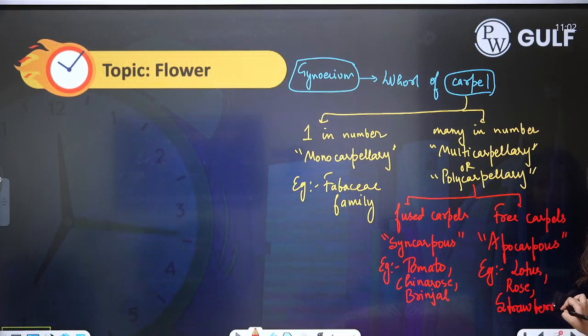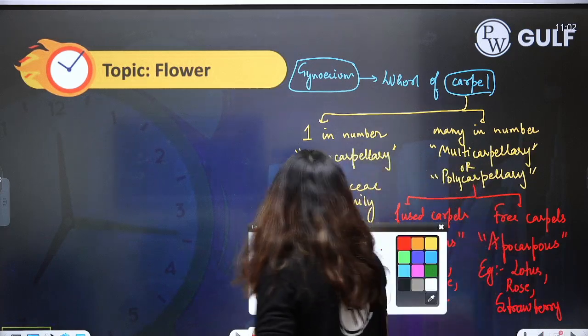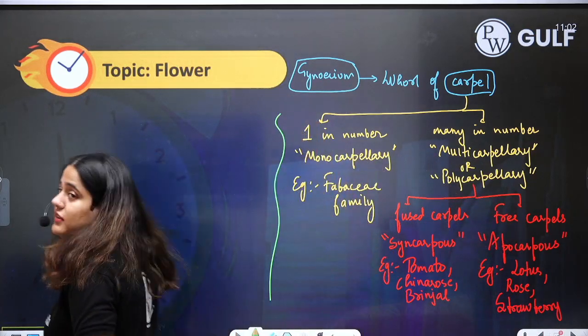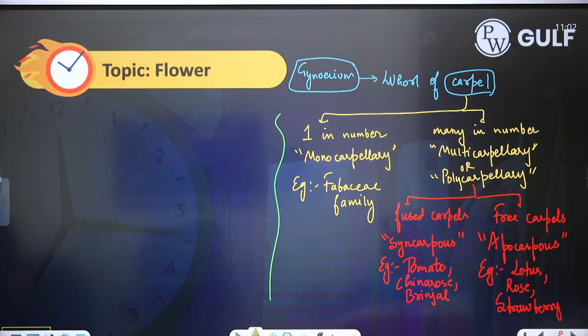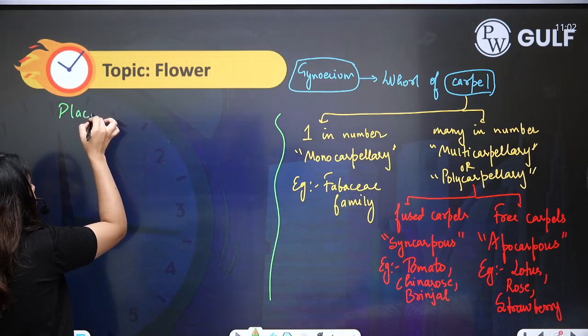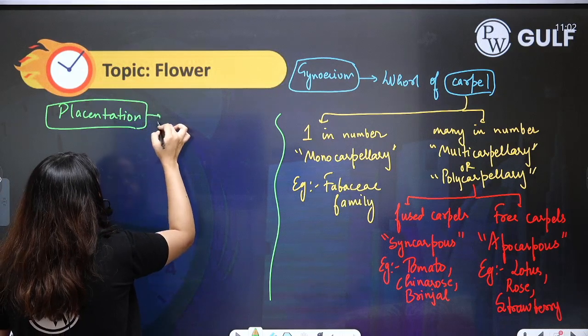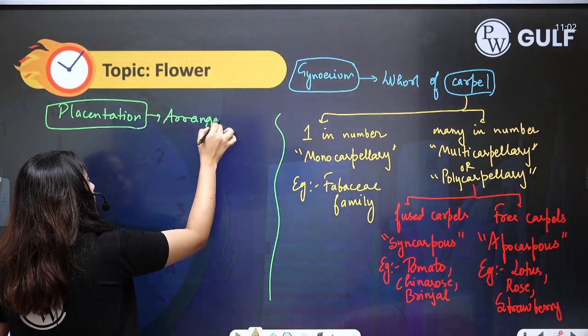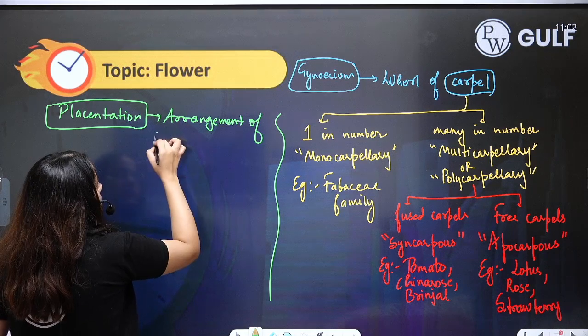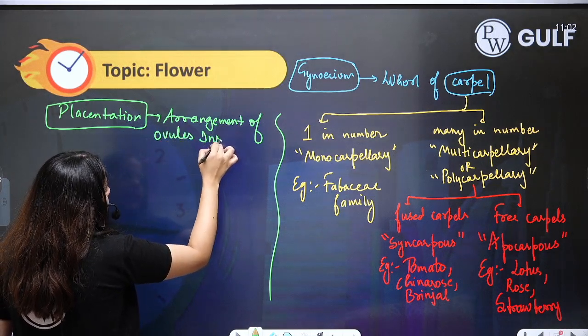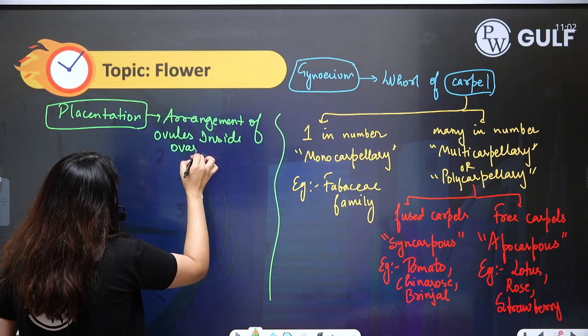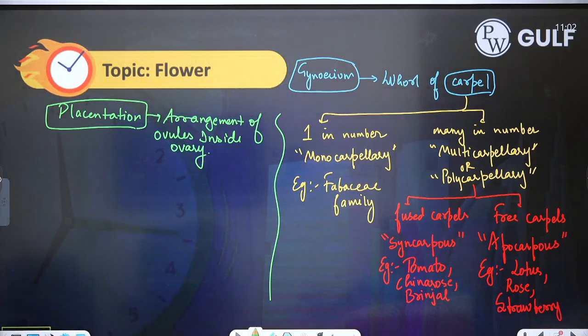So in this flower, all the carpels are free from each other, right? So these are the two conditions of carpel: monocarpellary and multicarpellary. Multicarpellary has two conditions: syncarpous and apocarpous. Next is placentation, beta. That is related to this gynoecium only. Placentation means arrangement of ovules inside ovary. Right?